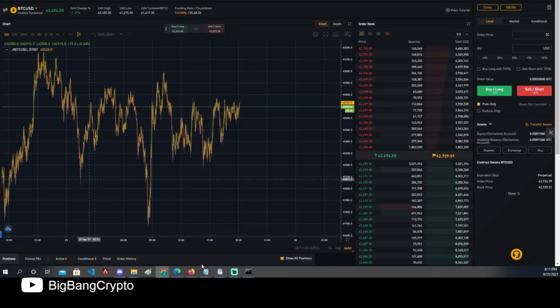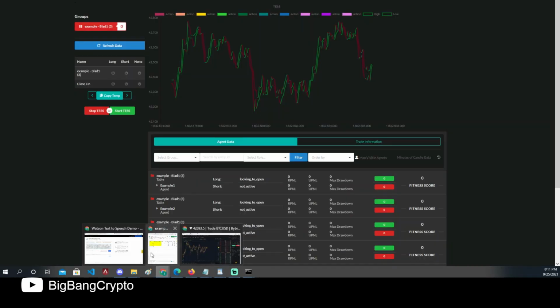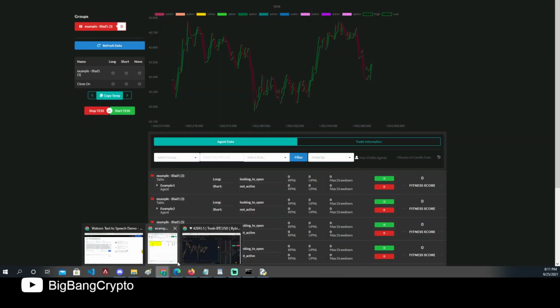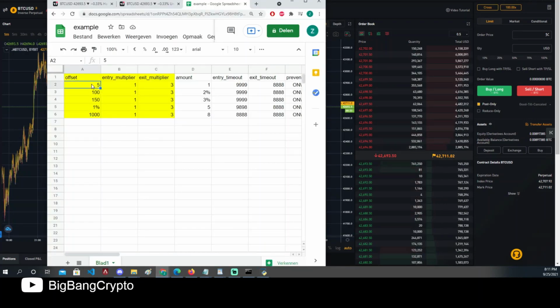Now we've told our agents where they should enter, we have to give it an exit target. For this, we have to adjust the exit multiplier. Our agent will enter $5 below the price, with the value of our offset being set to 5. This value will be multiplied by our exit multiplier in order to get our exit target. The exit multipliers are set to 3, so the exit target will be $15 above the price that we will get our orders filled.